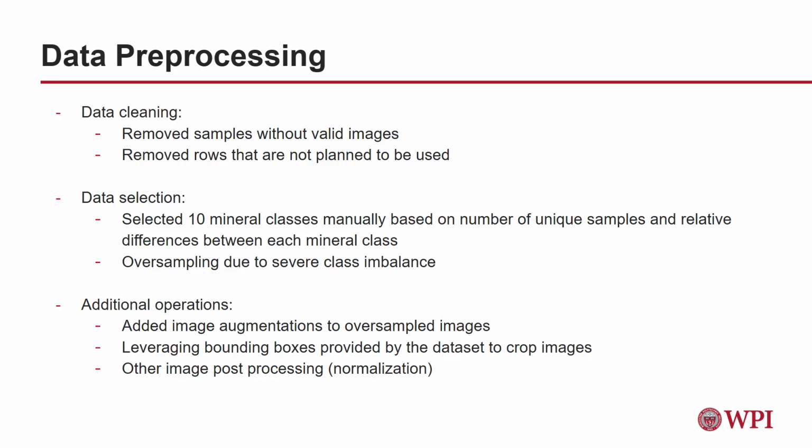For other operations, we applied image augmentations to every oversampled image, which included horizontal and vertical flips alongside random brightness adjustments. We also leveraged the bounding boxes included in the dataset to crop each image to reduce the amount of miscellaneous objects in each image, if there were any, and applied other image preprocessing effects such as normalization.